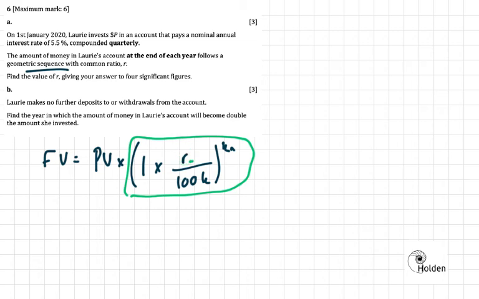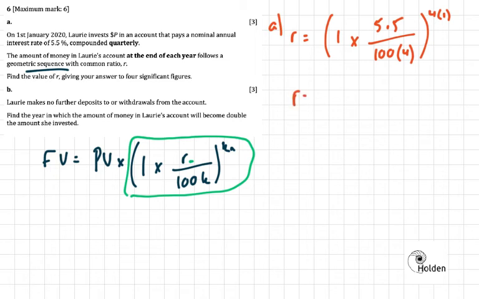So we should be able to say that R is equal to 1 plus, let's get the rate, the rate is 5.5 over 100 times 4, and we have it to the power of 4, because we're just looking at it at the end of each year. So we put that into a calculator. We're going to end up with R is equal to, to 4 significant figures, 1.056.